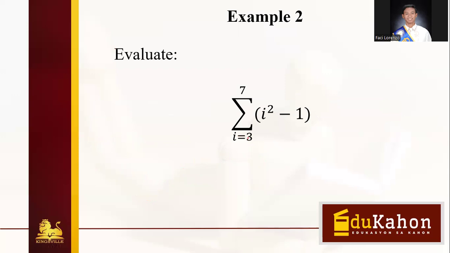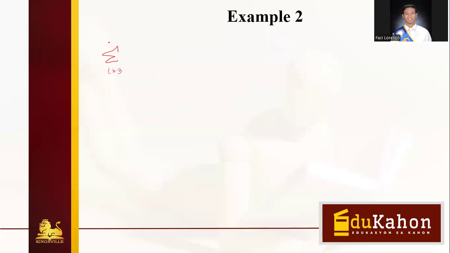So we have here the summation of i squared minus 1, where i is from 3 up to 7. So meaning i will start at exactly 3 as the minimum value, then 4, 5, 6, 7 as your maximum value. Okay, so let's try to solve for this one. So let's just write, this is the summation of i is equal to 3 up to 7 of i squared minus 1. Let's try to check. Okay, i squared minus 1.